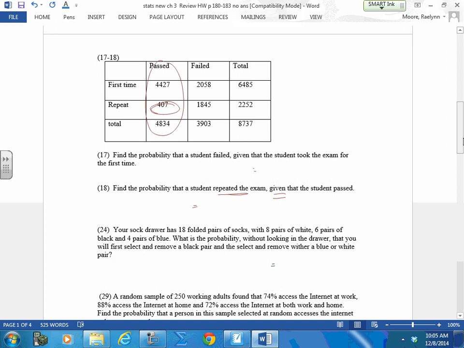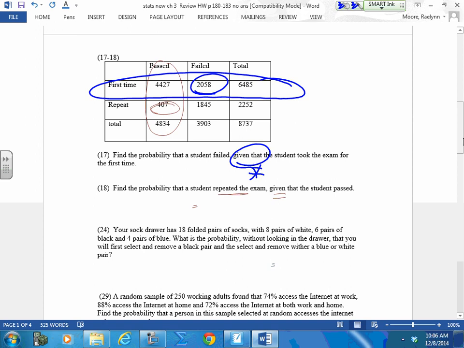Okay? Find the probability that a student failed given the student took the exam for the first time. If this is my given, this is the one I want to circle, the given part: took the exam for the first time. So I can't leave that blue row. Circle it, whatever's given. Now, find the probability that the student failed. Which one is failed? Second row, over total. How many decimal places do our probabilities go? 3. I want 3 decimal places. Make sure you round. So 0.317.